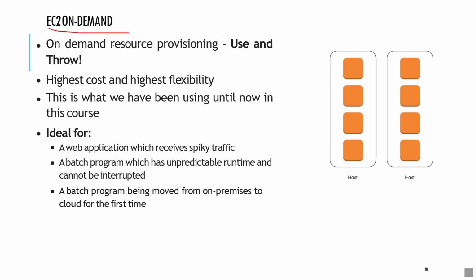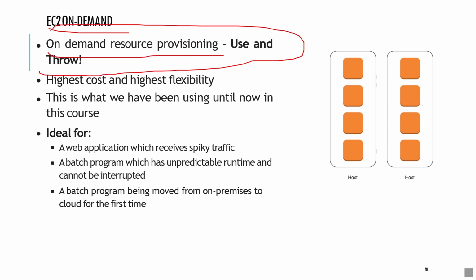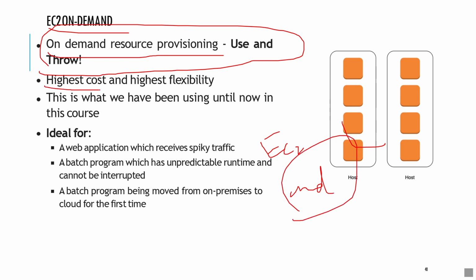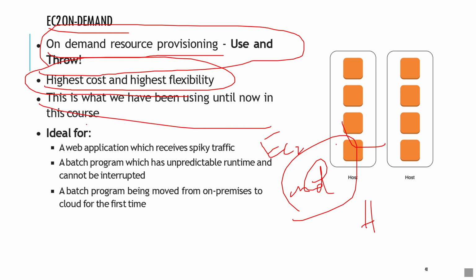First, EC2 on-demand: we can provision and use it and terminate it. In the practical video, we have seen that we created the EC2 instance instantly, and we deleted, that is terminated, the EC2 instance. So it has the highest cost and is highly flexible. When compared to other models, the price is very high and it has the highest flexibility. This is what we have been using until now in this course.